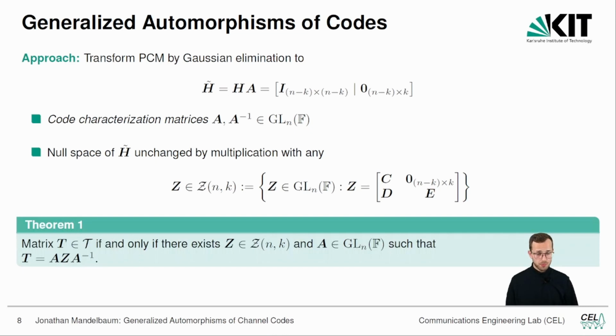And now we want to present the following theorem. By sampling any matrix of the following form and conjugating it with matrix A, therefore by left multiplication with A and right multiplication with the inverse of A, we can obtain the matrices T that leave the null space of H unchanged under right multiplication.